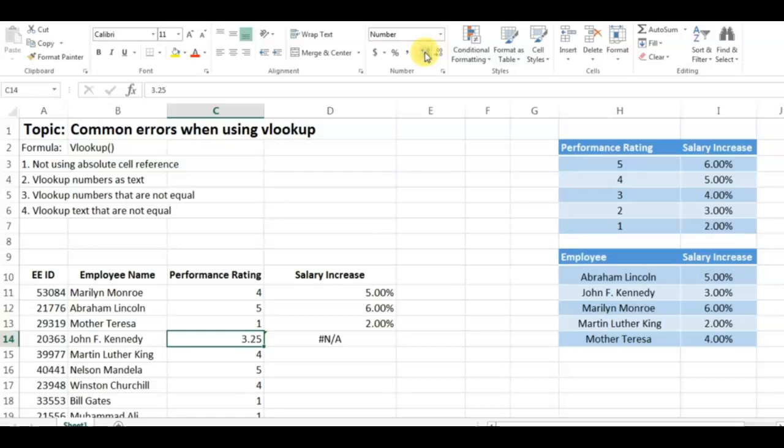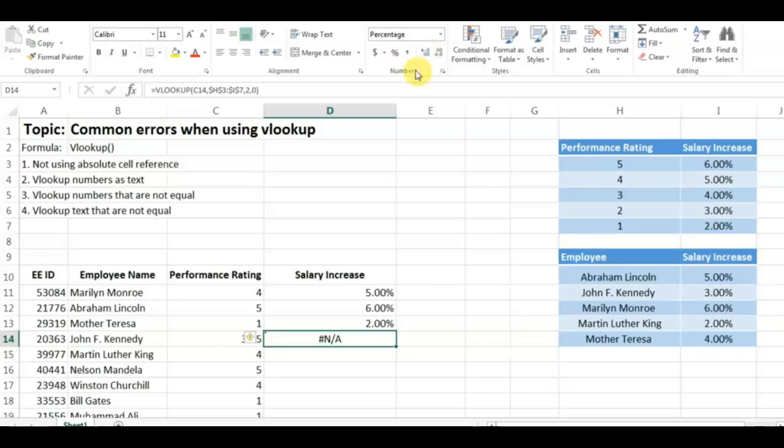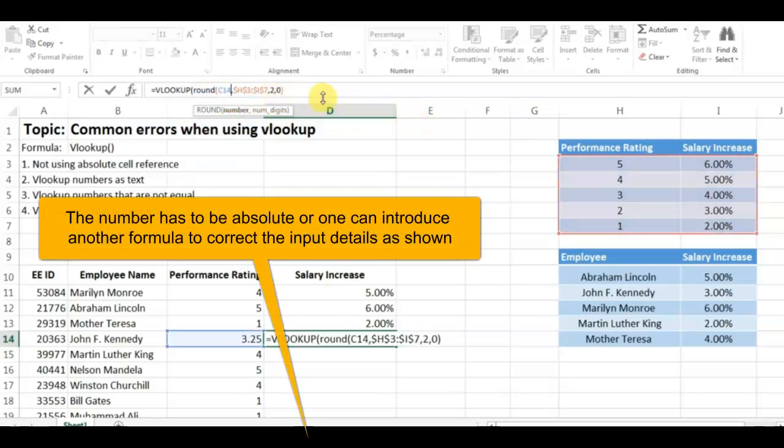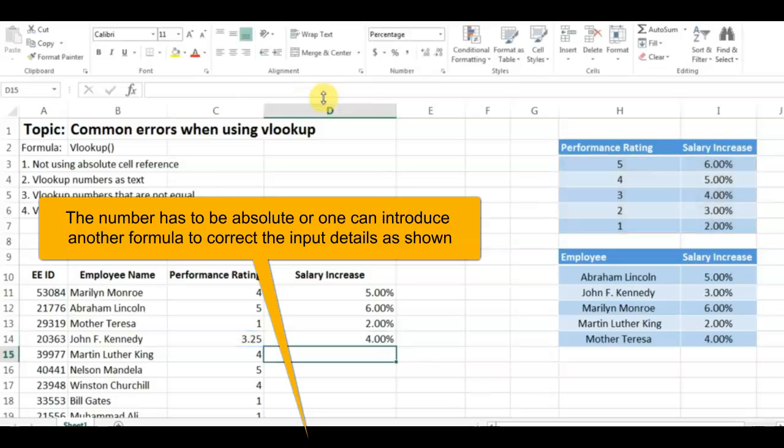So let us reduce the decimal points, make it 3, and then we'll see whether we'll get the answer or not. So this NA can be removed only when 3.25 becomes 3. So we can just say ROUND, we can insert the ROUND before the formula. And what is 0? 0 is the number of decimals after the number, and here we get the answer.